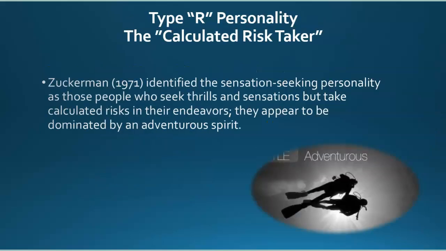And then the third and final stress resistant personality is referred to as type R personality. Type R means calculated risk taker. I always think this is interesting. They found that people who are able to take calculated risks tend to be better at managing stress. And a calculated risk is where you actually have looked at the situation, studied a situation, thought about the risk involved, and really planned things through. So that's the calculated part of the risk taker.